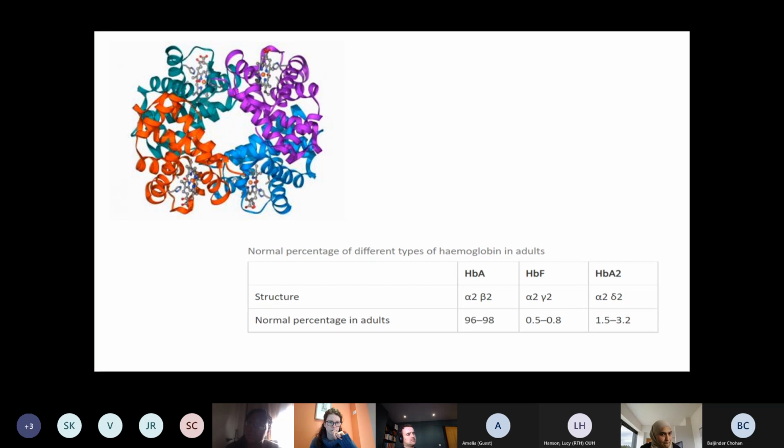I found this interesting colorful picture showing the different globin chains. These are the types of hemoglobin. In adults, HbA is the most common type. In fetal life, HbF is the most common type, so that's why it doesn't have that much effect in fetal life. And that's why in adult life you need your two alpha and beta genes.